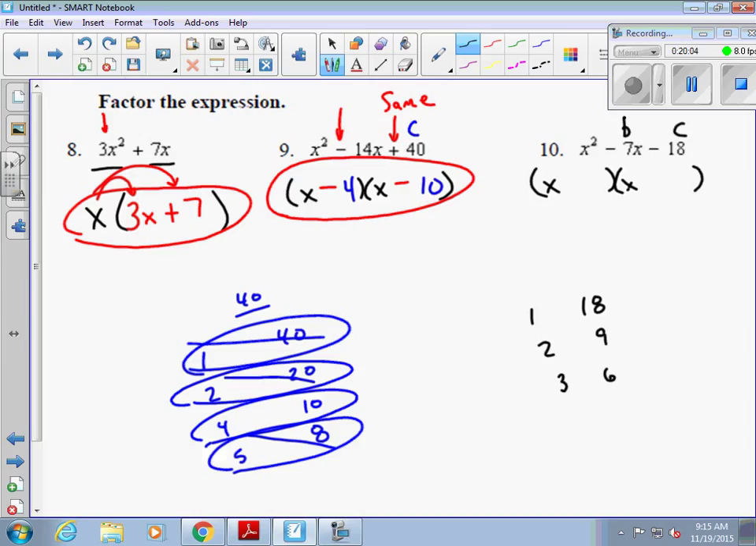1 and 18 is 17 or 19. 2 and 9 is 7 or 11. And 3 and 6 is 3 or 9. So you have to use 2 and 9. Now, this sign here, again, only tells you that they're the same or they're different. Since the plus one meant they're the same, minus means they're different. Since they're different, this one tells you the sign of the bigger number. The bigger number is 9, so it's going to be minus. The positive goes to the smaller number 2. X plus 2, x minus 9. Again, those numbers can be reversed. You could have 9 first and 2 second, but the negative has to go with the 9. The positive has to go with the 2.